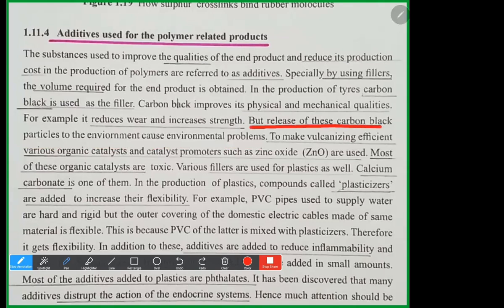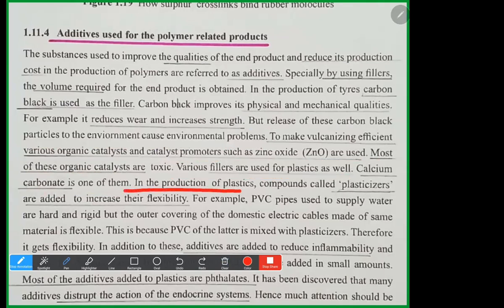But release of the carbon black, okay. To make vulcanization efficient, various organic catalysts and catalytic promoters such as zinc oxide are used. Most of these organic catalysts are toxic. Various fillers are used in plastics as well. Calcium carbonate is one of them.